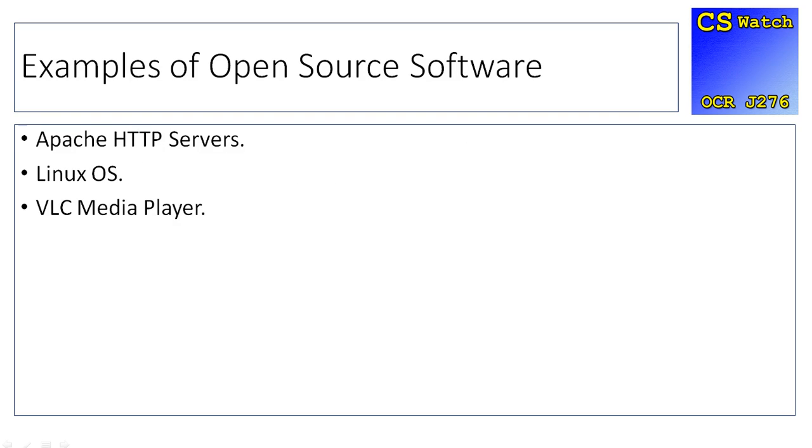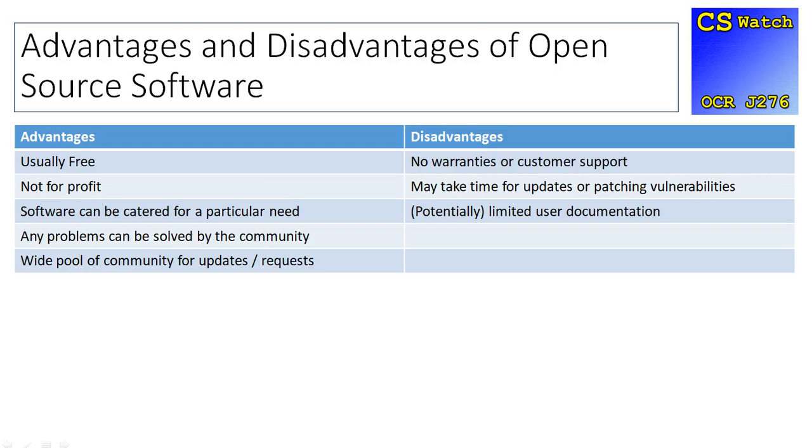There are loads of different open source software. I've just got three here. Apache HTTP servers, so pretty much most web servers that you access the internet on run open source software. The Linux operating system and all its various different flavors are all open source, and also the VLC media player is another sort of open source software.